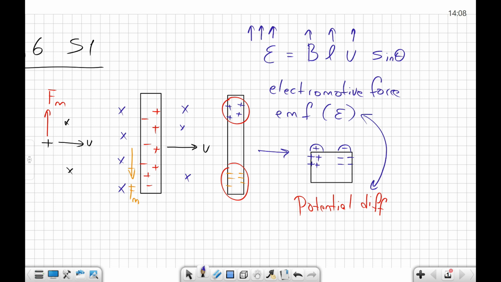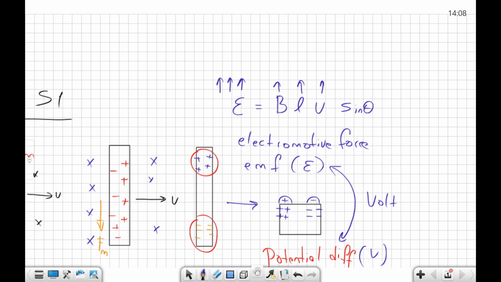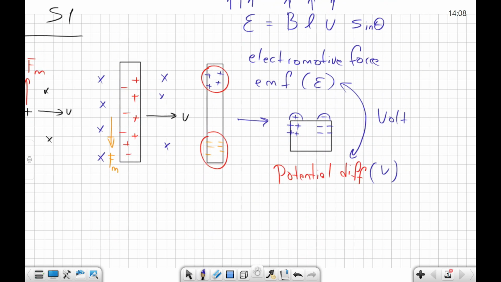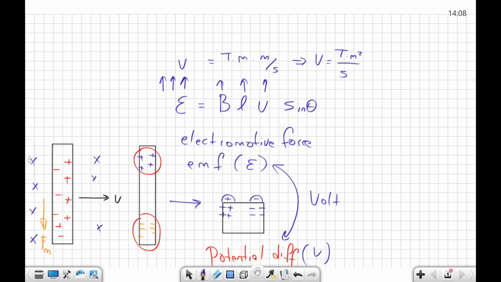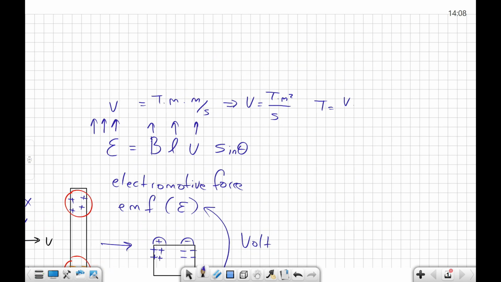Epsilon and V have the same job. Both of them have a unit of volt. If we write the units, it will be like this: volt is equal to Tesla times meter per second, which gives volt equal to Tesla meter squared divided by second. You have seen this in Chapter 5 when rearranging this equation to have Tesla alone. So Tesla will be equal to volt times second divided by meter squared.